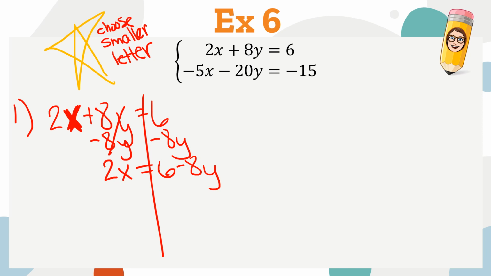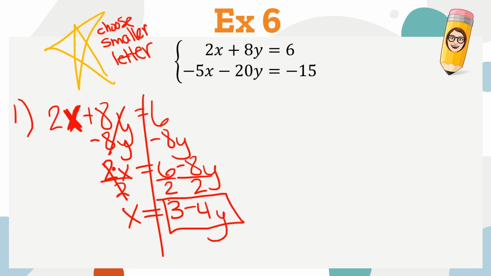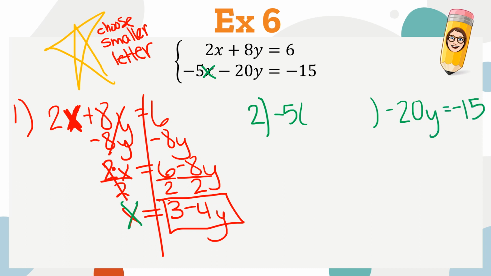Next step, instead of times 2, we're going to divide every piece by 2. So see how they divide nice? That's because our strategy worked. X equals this expression. Step 2, you want to write the other equation, but where there's an x, I put my parenthesis. Everything else stays the same. Instead of x, I'm going to write 3 minus 4y.